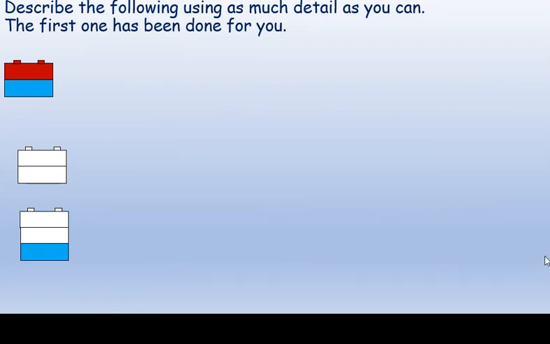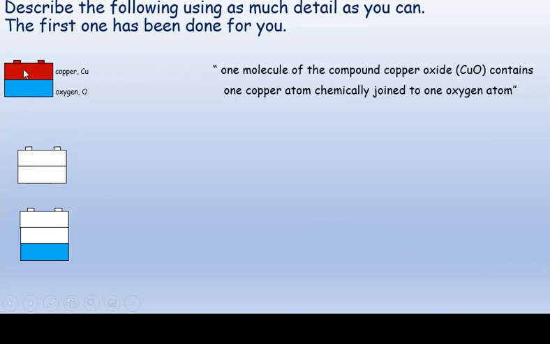So here is today's task. I want you to describe the following, and I'd like you to use as much detail as you can. I've done the first one for you. Okay, this is copper, Cu, and this is oxygen, O. And my description is as follows. One molecule of the compound copper oxide, CuO, contains one copper atom chemically joined to one oxygen atom.